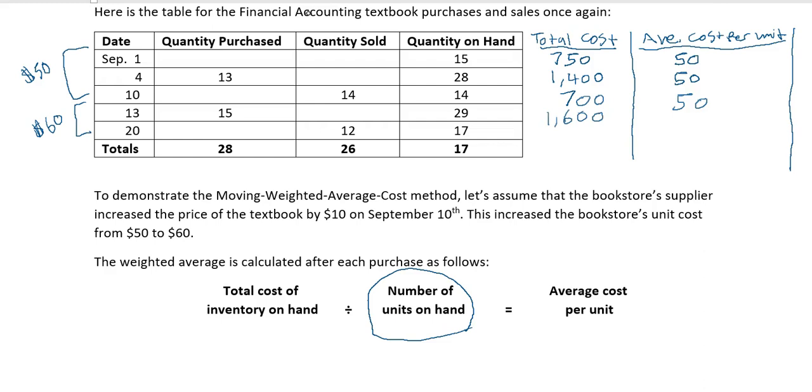And when we divide 1600 by 29, the total cost of our inventory divided by the quantity on hand, this is where we get the first unique number in this column. We should get $55.17, rounded to the nearest cent, of course.